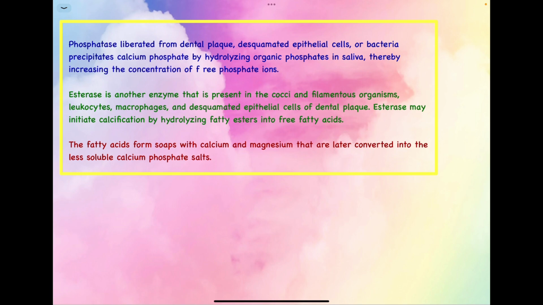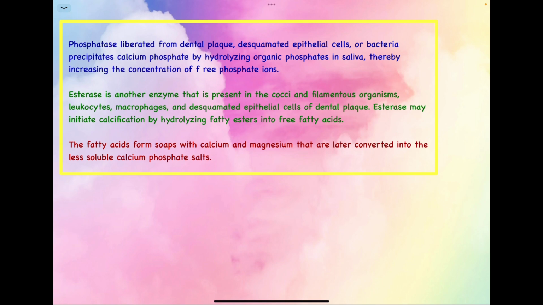the esterase enzyme, right? Now this enzyme is present in cocci and filamentous organisms. Apart from these, it is also found in the WBCs, macrophages and desquamated epithelial cells of the dental plaque. This enzyme esterase can initiate calcification by hydrolyzing fatty esters into free fatty acids. So this is another enzymatic mechanism by which calcification can occur.